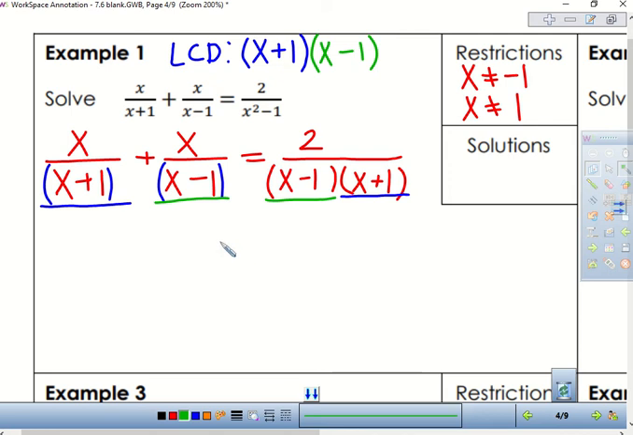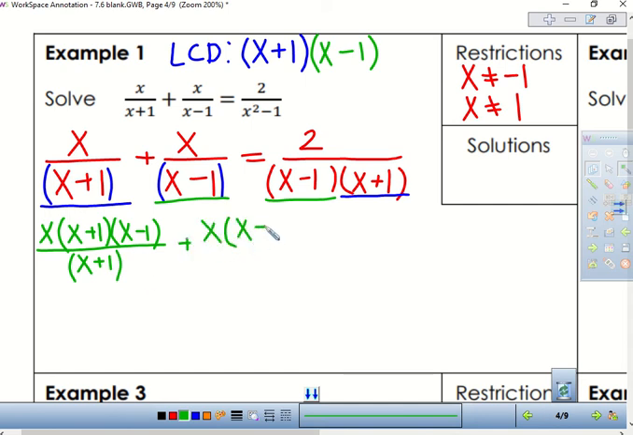That's the goal. So I'm going to take my first numerator, and I'm multiplying it by the LCD. You're just going to write it as a product, but you're not going to actually multiply it out yet, and you'll see why, because we want to cancel stuff out. I'm going to take my second numerator and multiply it by the LCD. And then I'm going to take my last numerator and also multiply it by the LCD.